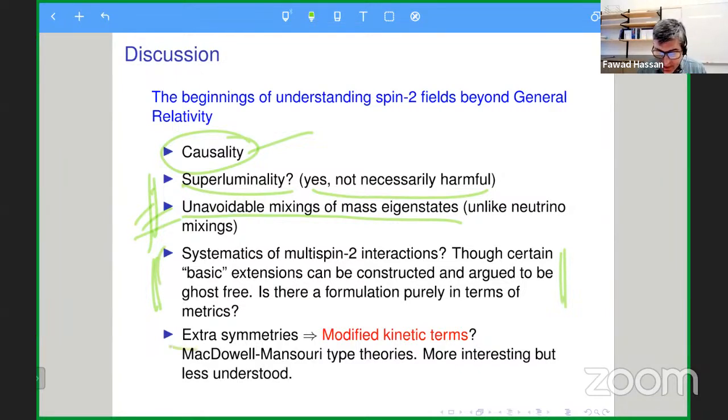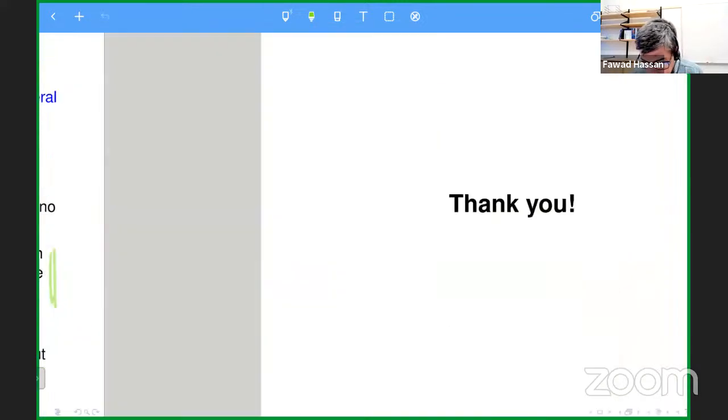And of course, the last thing is to have modified kinetic terms, to have derivative interactions between various spin 2 fields. And this is interesting because if we want to have these theories with extra symmetries, then we want such kind of modified kinetic terms. And these arise naturally, for example, in this kind of McDowell-Mansouri type of constructions of general relativity that can be extended to higher groups. And those constructions naturally give rise to bimetric or multimetric theories with modified kinetic interactions. So that's the end of my talk.